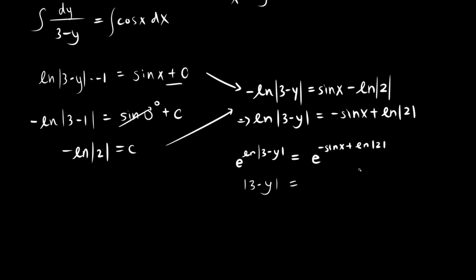And we know from our exponent rules that we can break this term up into e to the negative sine x times e to the natural logarithm of the absolute value of 2. And just like with the left side, we know that e raised to the natural logarithm of anything is just that anything. So this becomes the absolute value of 2, which is just 2, times what we had before, e raised to the negative sine x, equals.